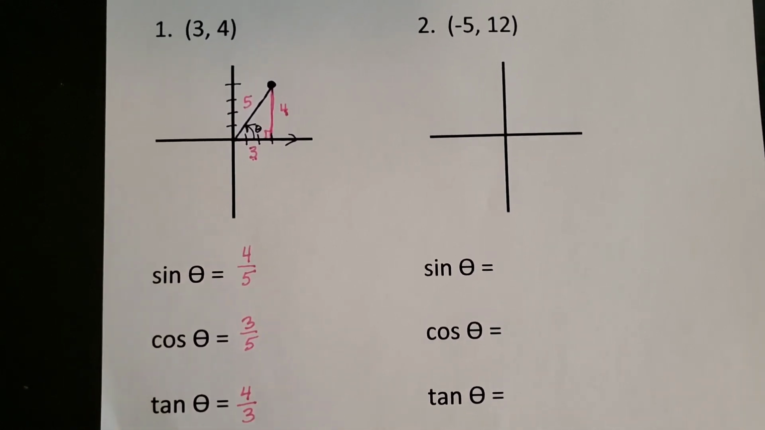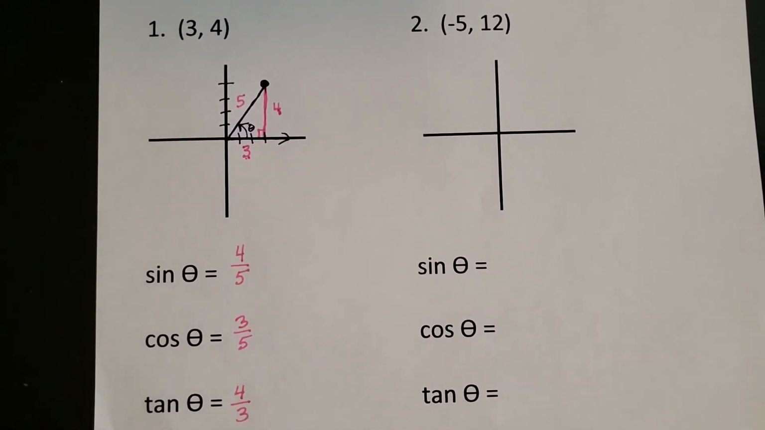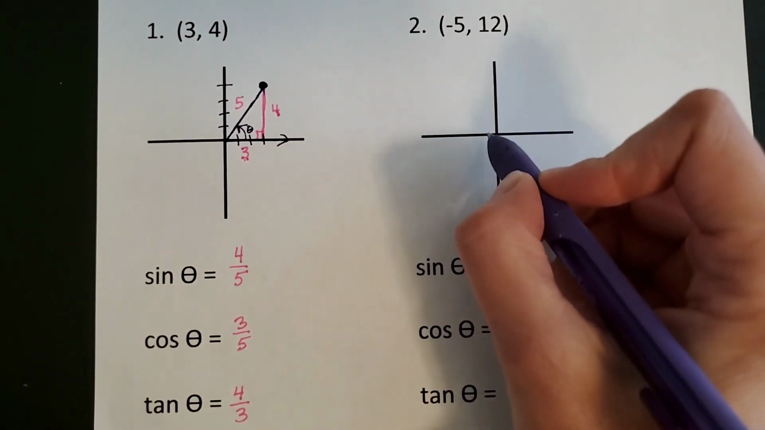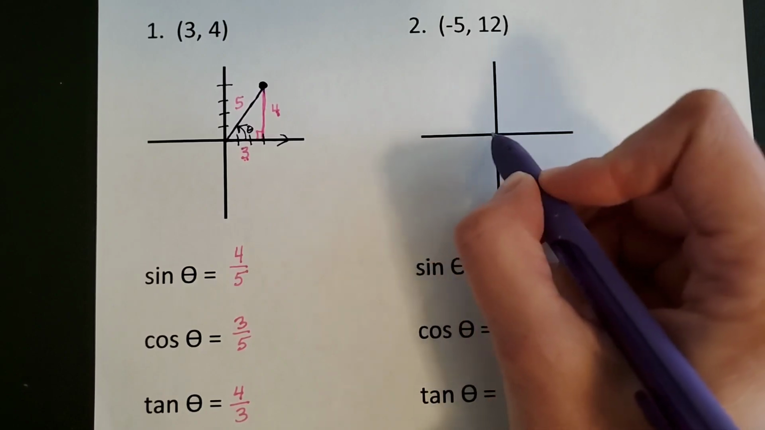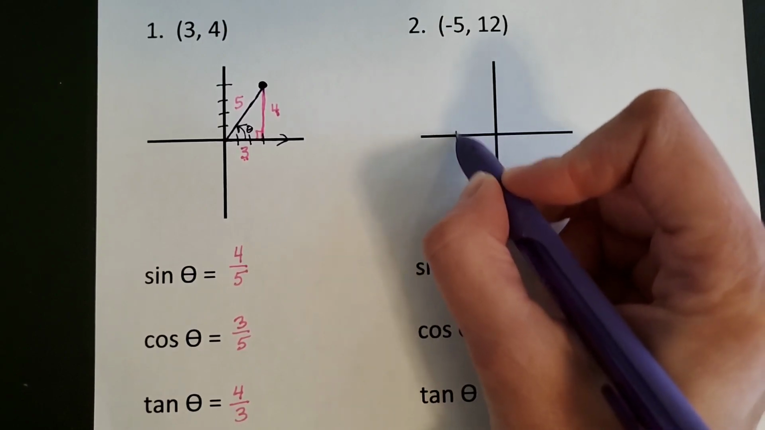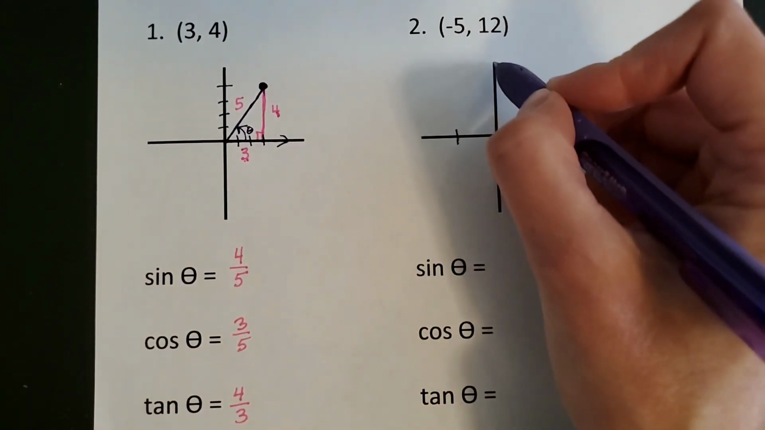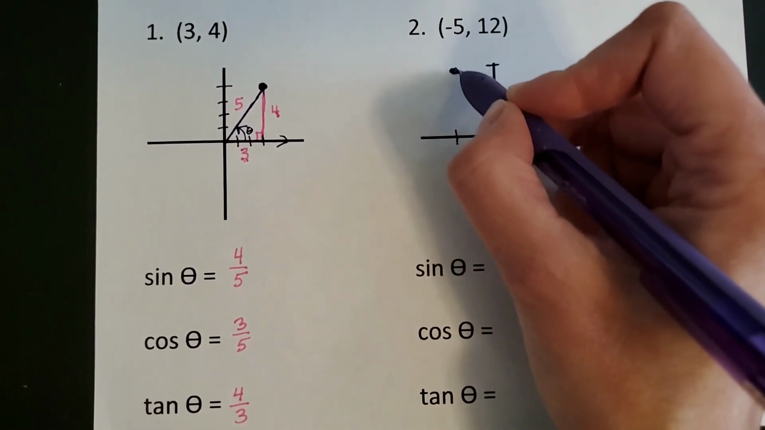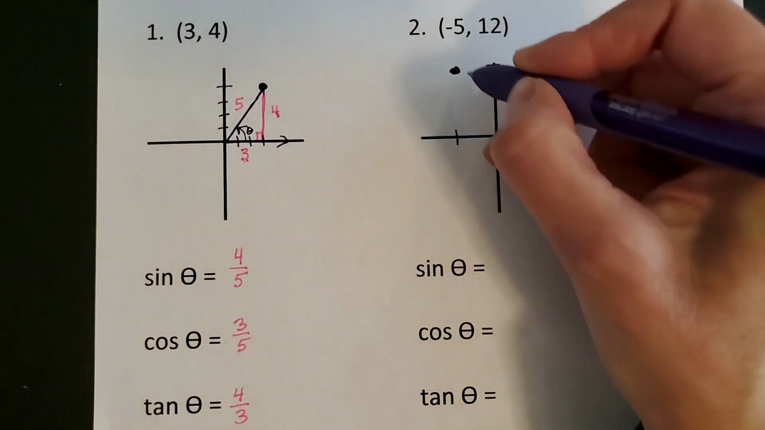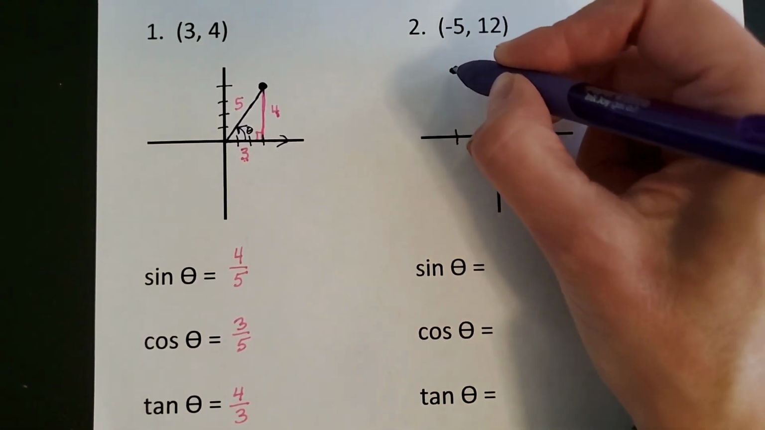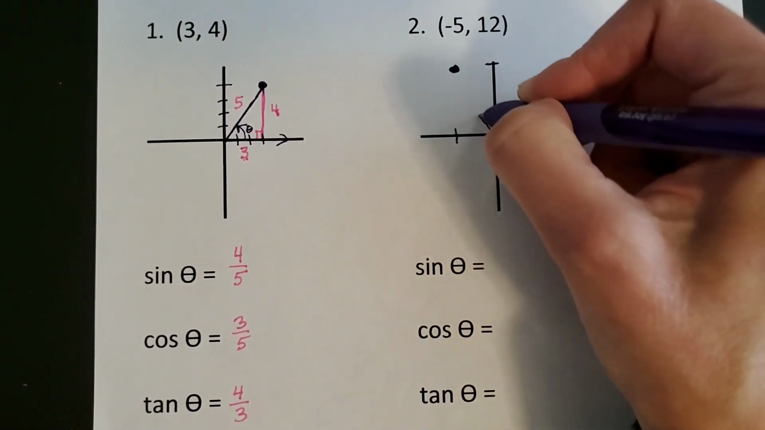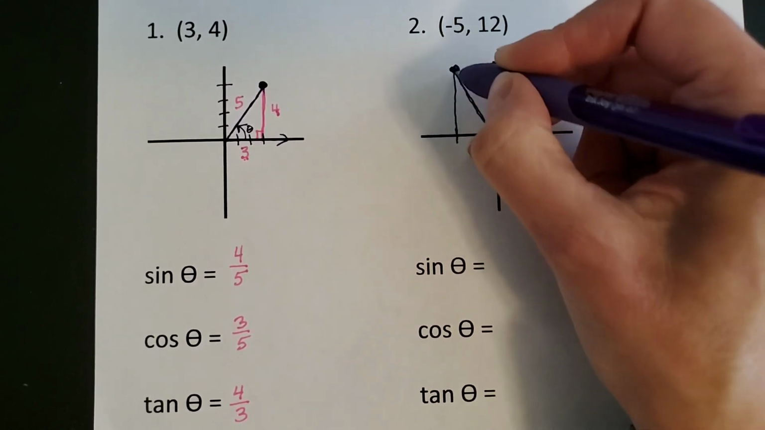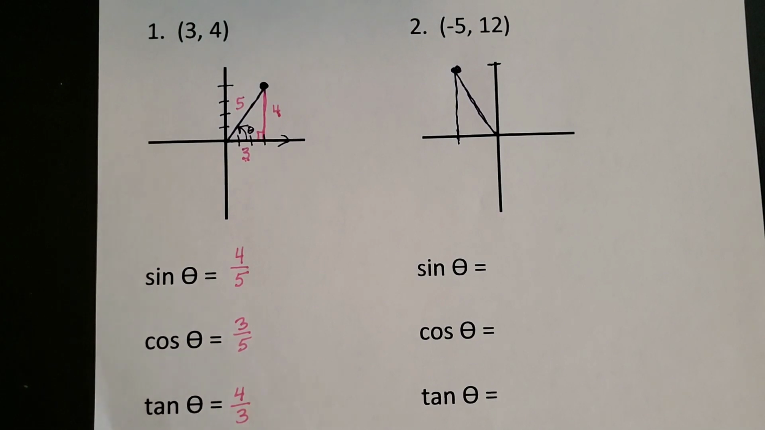Now let's see if we can do that with this other ordered pair. -5, 12. Well, -5, I'm going to call that -5, and I'm going to go up 12. So let's call that point -5, 12. And I can draw the angle in there, and I will drop down.